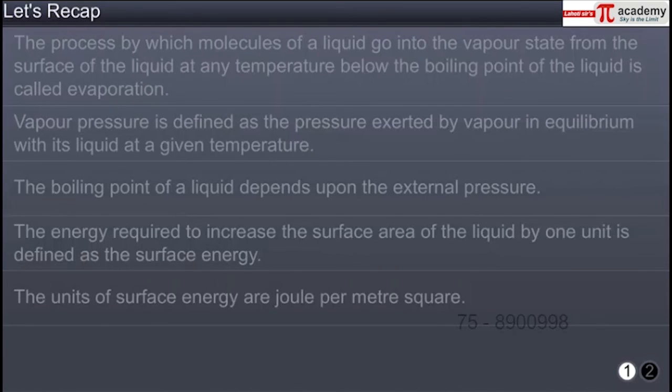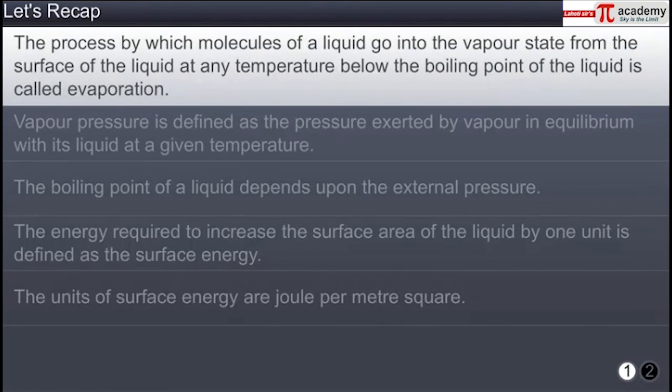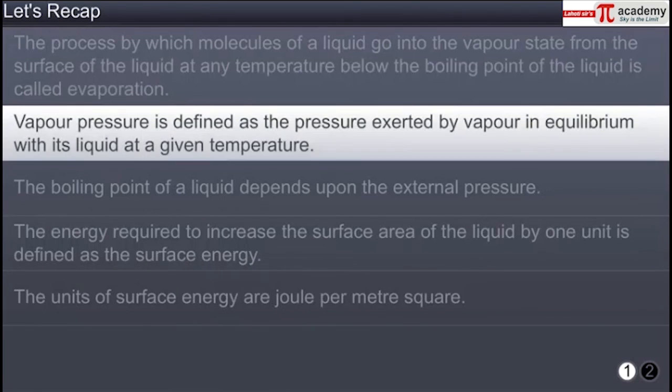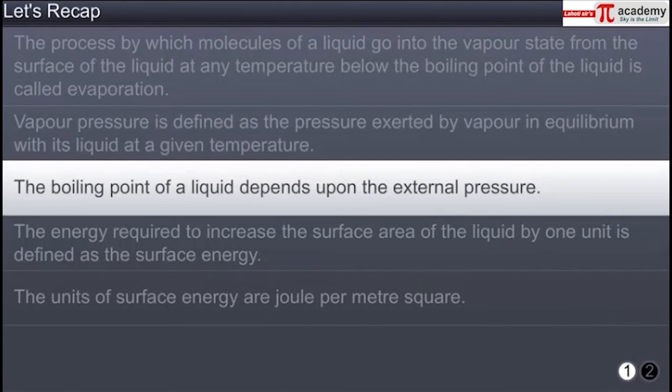You have now reached the end of this module. In this module, you learned that the process by which molecules of a liquid go into the vapor state from the surface of the liquid at any temperature below the boiling point of the liquid is called evaporation. Vapor pressure is defined as the pressure exerted by vapor in equilibrium with its liquid at a given temperature. The boiling point of a liquid depends upon the external pressure.